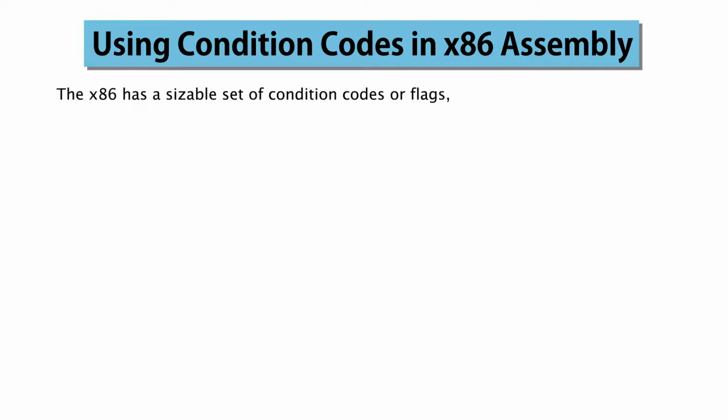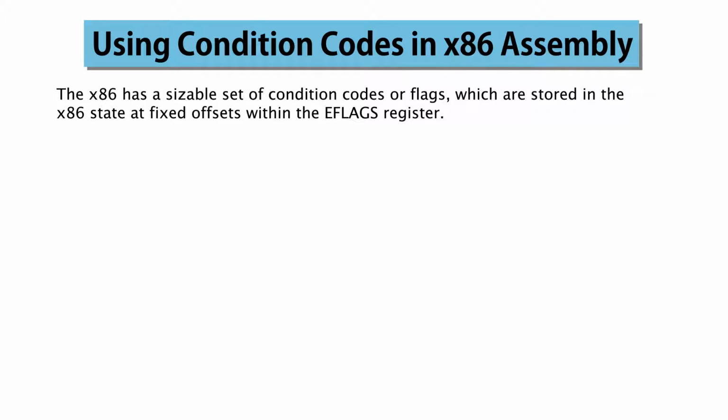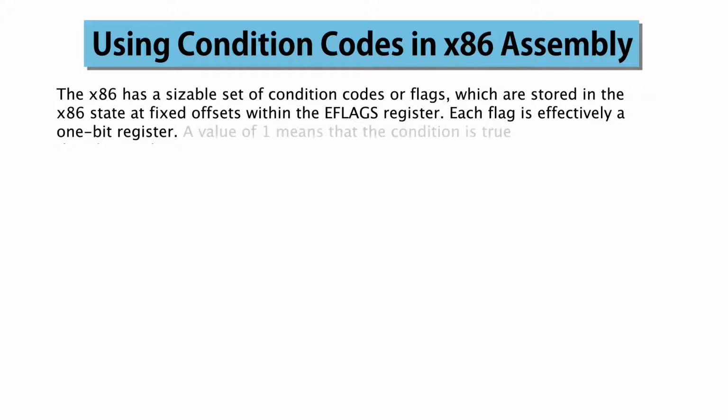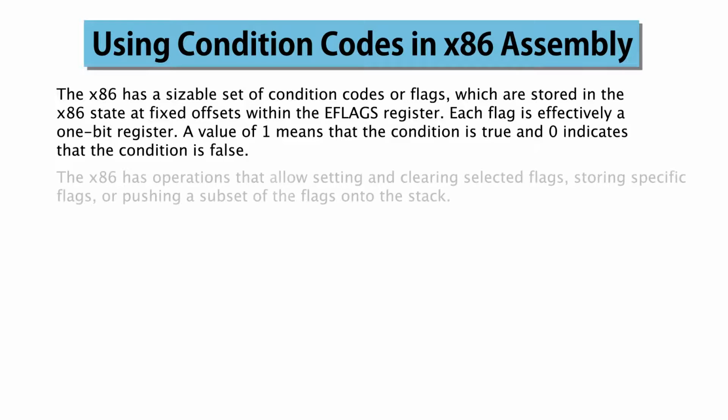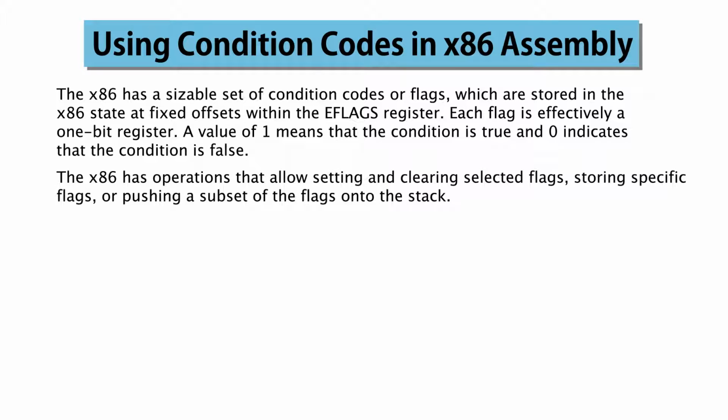The x86 has a sizable set of condition codes, or flags, which are stored in the x86 state at fixed offsets within the EFLAGS register. Each flag is effectively a 1-bit register. The value of 1 means that the condition is true, and 0 indicates that the condition is false. The x86 has operations that allow setting and clearing selected flags, storing specific flags, or pushing a subset of the flags onto the stack. We're only going to scratch the surface of what's possible within the rich x86 ISA.